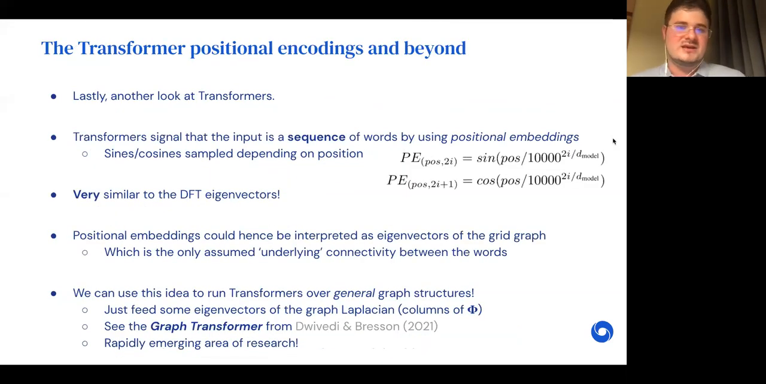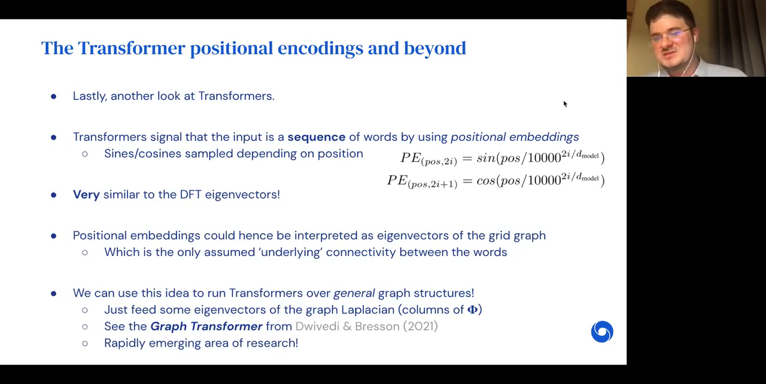And I'll just briefly go back to the transformer for a second, because if you have read the original transformer paper, you might have seen that it gives the positional embeddings as this sort of sequence of sines and cosines that are related to the position. And in fact, these are very similar to the eigenvectors of the discrete Fourier transform.